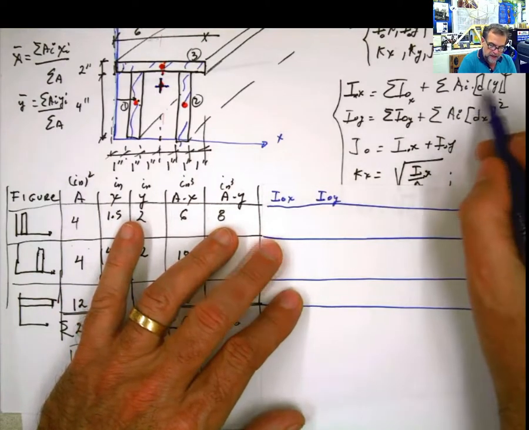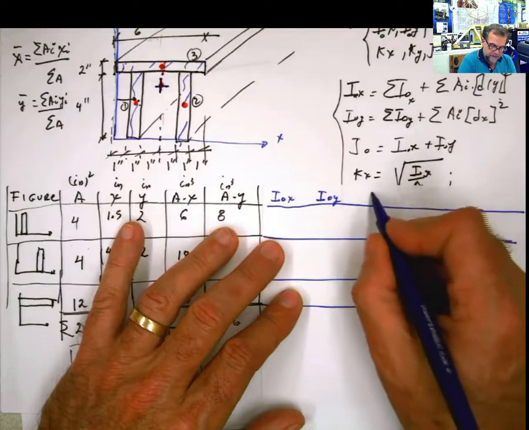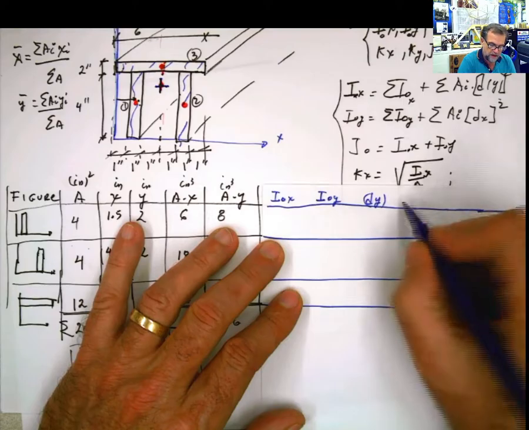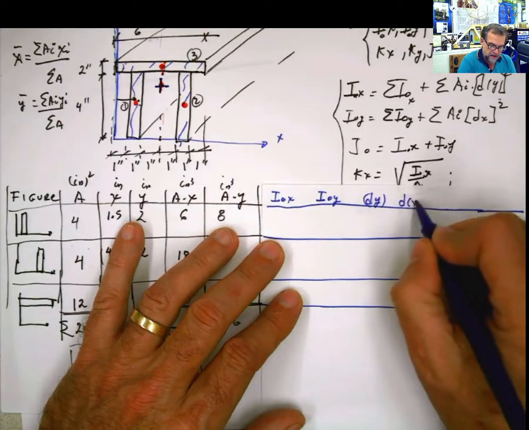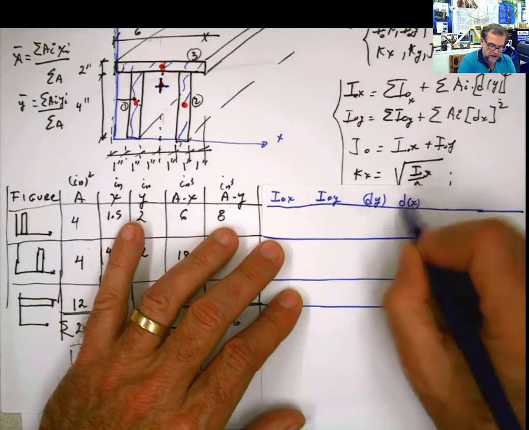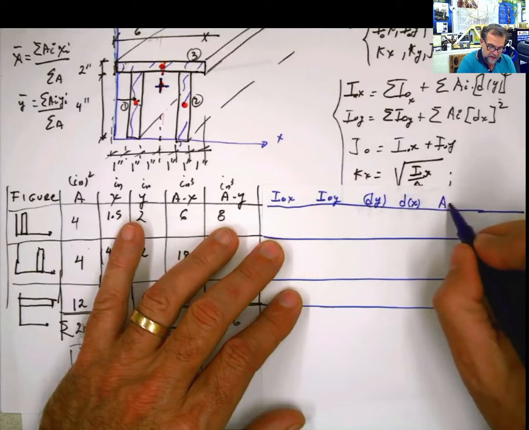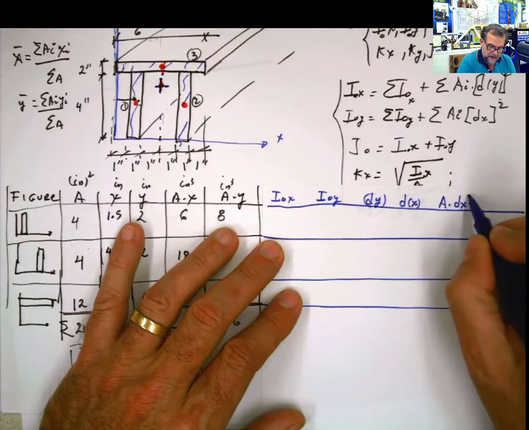And then I need the distance in y. That's not differential of y. Everybody say differential of y. A distance in x. That's not differential of x. And then I need A times distance in x squared.